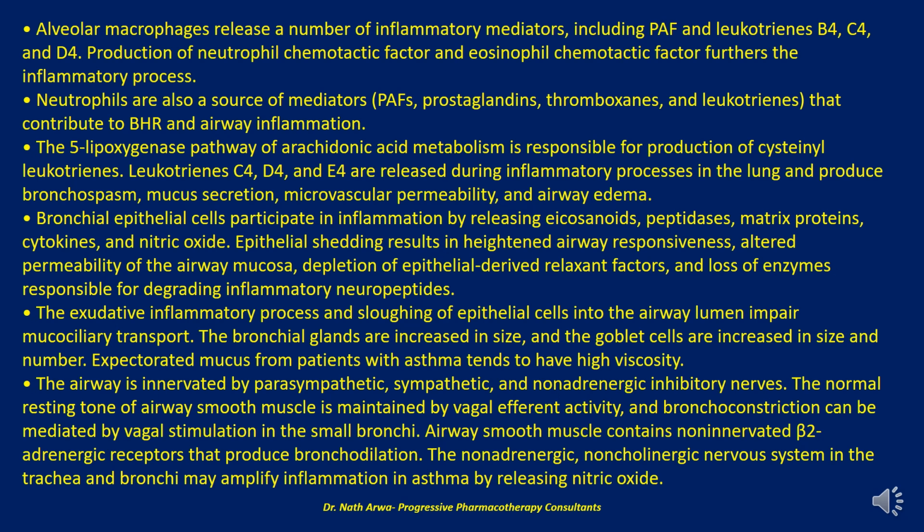12. The airway is innervated by parasympathetic, sympathetic, and non-adrenergic inhibitory nerves. The normal resting tone of airway smooth muscle is maintained by vagal efferent activity, and bronchoconstriction can be mediated by vagal stimulation in the small bronchi. Airway smooth muscle contains non-innervated beta-2 adrenergic receptors that produce bronchodilation. The non-adrenergic, non-cholinergic nervous system in the trachea and bronchi may amplify inflammation in asthma by releasing nitric oxide.